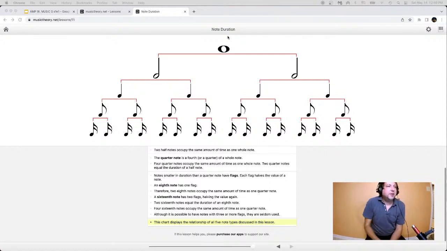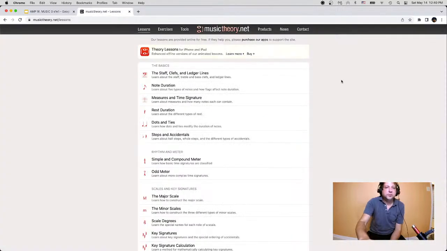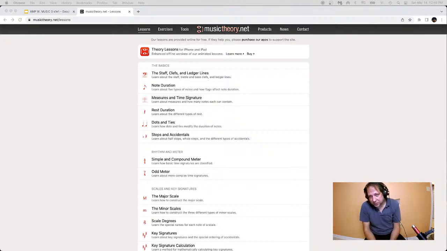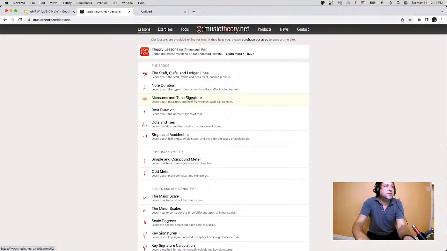So that's note rhythms. So we'll move along. Anyway, so now we have our piano. Good. I just had to reset my audio. Hopefully it won't do that thing that it just did again. We'll see. Anyway, so now we're going to go to measures and time signature.